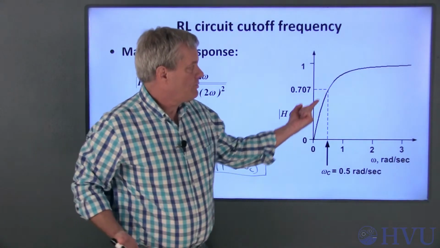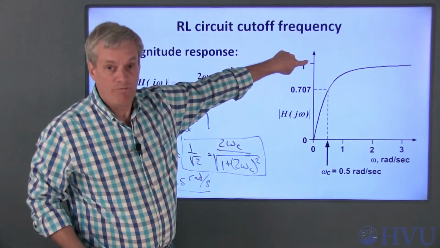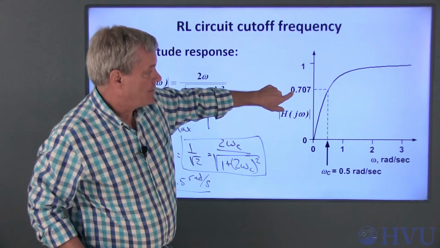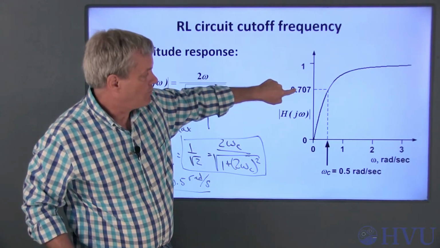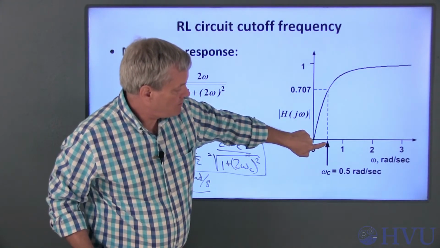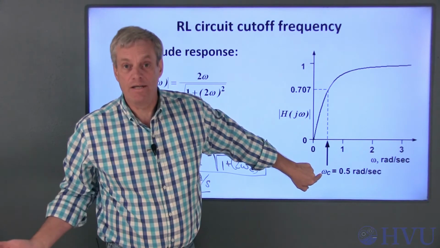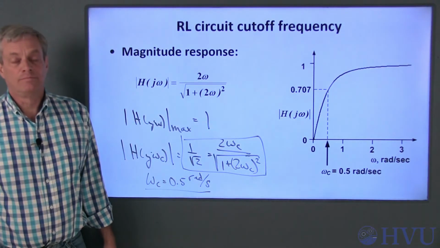So from our plot, this was our plot of the magnitude response. Its maximum value is 1. The magnitude response at the corner frequency is 1 over root 2, which is here, which leads us to a corner frequency of 0.5 radians per second.